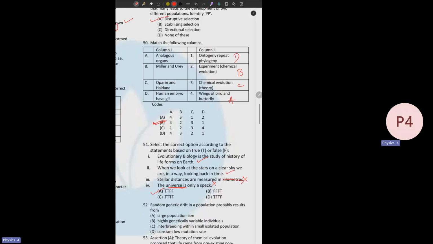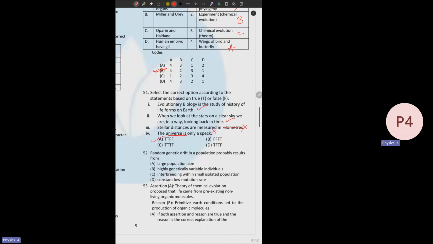True, true, false, false. Random genetic drift in a population probably results from large population size. No, genetic drift always works for small populations. Highly genetically variable individuals. No, interbreeding within small isolated populations. Yes, this is the correct option. Small population.